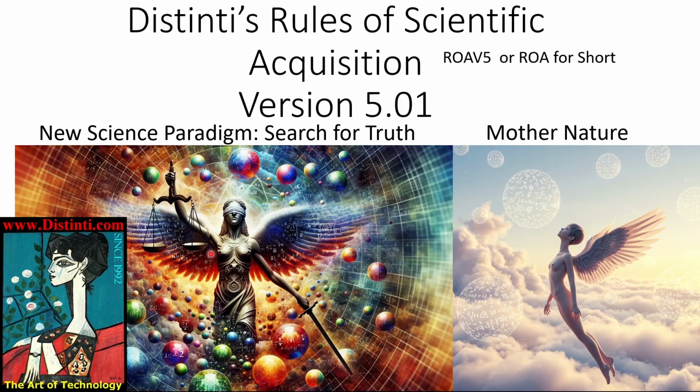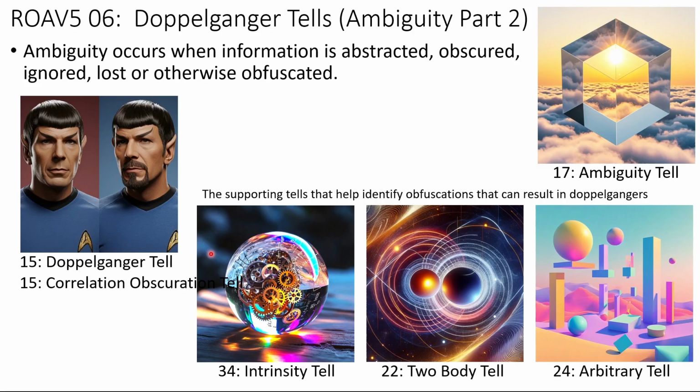This is Distinti's Rules of Scientific Acquisition, version 5.1. This is the 6th video, the Doppelganger Tells, which are actually Ambiguity Tells Part 2. The Ambiguity Tell is one of the most prolific tells. It has a lot of offspring. All of these, as well as previous videos and more videos to come, are offspring of the Ambiguity Tell.